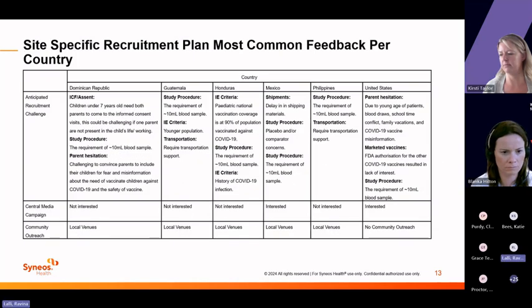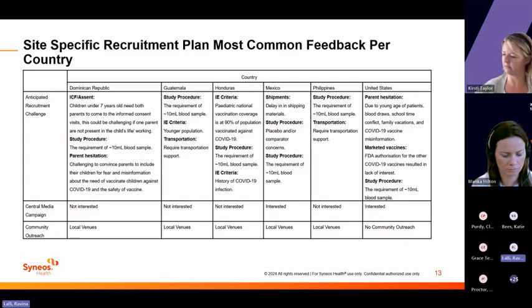The findings we had from the site-specific recruitment plans were the study procedure, so the requirement of 10 milliliters of blood sample. History of COVID-19 and placebo concerns were also highlighted. The inclusion and exclusion criteria, so young population, especially in Honduras and US, where there are competitors, and parent hesitation, so misinformation. From a recruitment perspective, these challenges are important to consider whilst designing a campaign. However, not all challenges can be addressed due to gathering statistically sound data, for example, change of protocol unless deemed a safety issue by regulatory agencies.